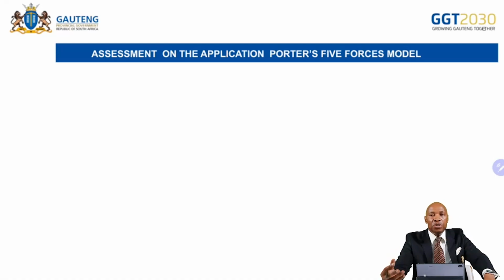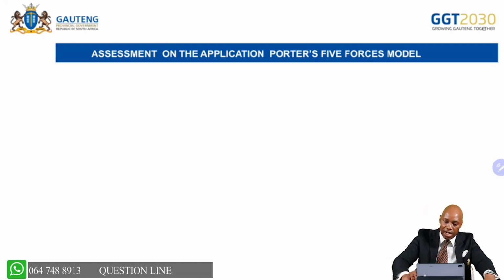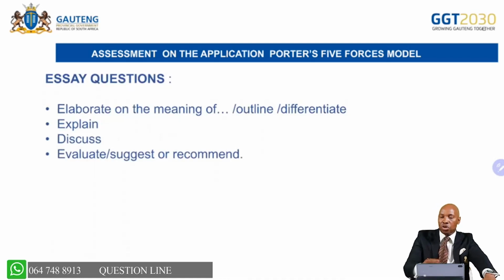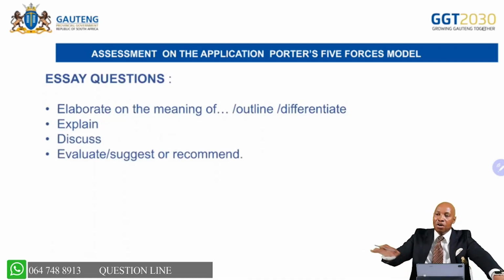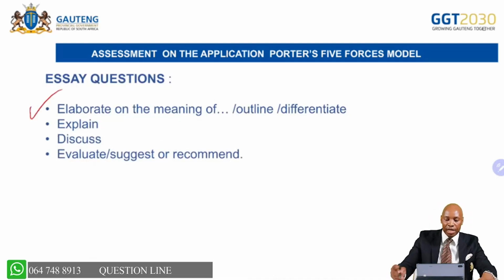Right. Now I have shown you how questions may be asked, different types of questions. Let us go on. The very same Porter's Five Forces model may be asked in an essay question. If it is asked in an essay question, then these are typical examples of action verbs that may be used in your question 5 or question 6. This does not necessarily say these are the only action verbs that can be used for the Porter's Five Forces model. You may be required to elaborate on the meaning. You may be required to outline.